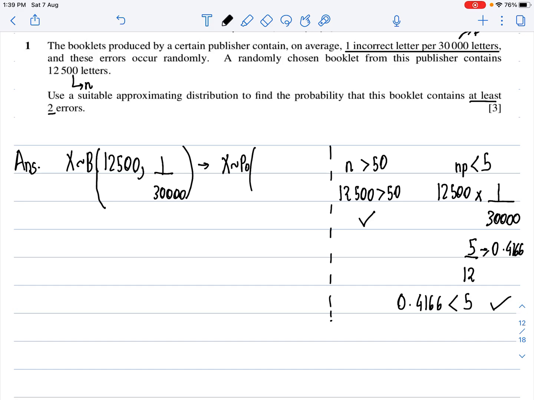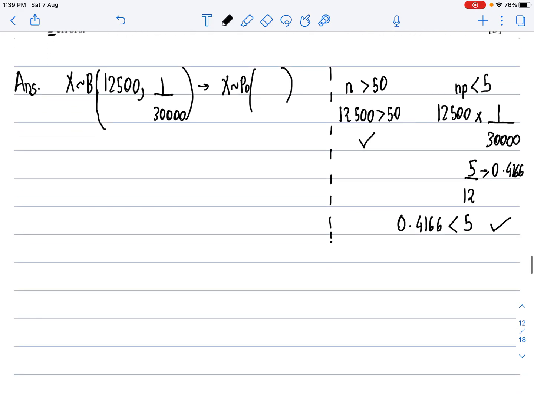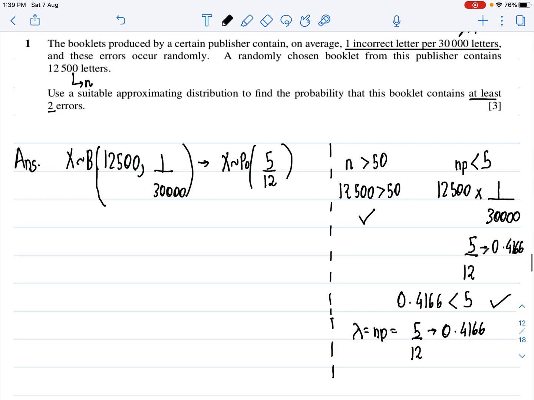Correct? The Poisson, you know your lambda is always n into p. So in this case, we've already calculated our n into p, which is basically 5 over 12 or 0.4166. So I can simply write this as 5 over 12 to be accurate. You can even write it as 0.4166, it's the same thing. So now I have my lambda here. Now I need to find the probability that this booklet contains at least 2 errors.